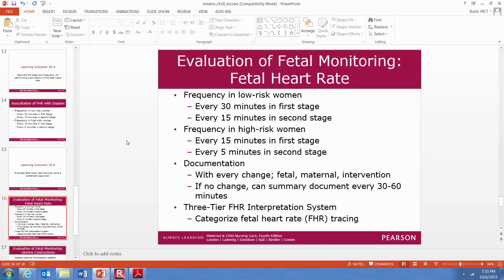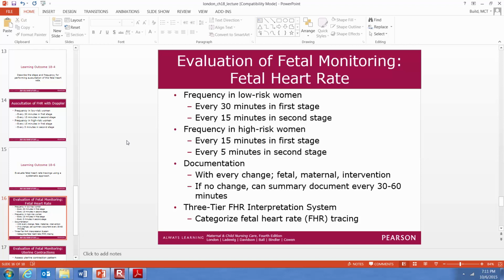With the Doppler, most Dopplers have a digital read of the fetal heart rate. So you will be recording that. But some Dopplers don't have a digital read. They just have the sound, and the nurse is actually counting what the fetal heart rate is. So anyways, if she's on the fetal monitor, then she has an electronic tracing of the heart rate. So frequency is basically the same. For the low-risk woman, it's every 30 minutes for the first stage, every 15 minutes for the second stage.